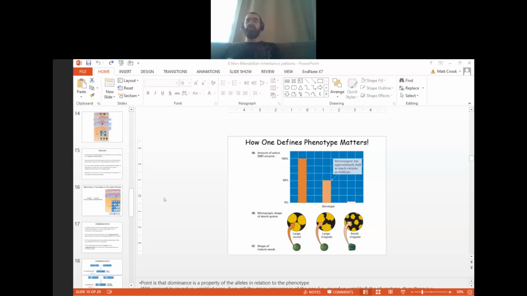And you can also see that with aubergine, or eggplants, I think they're called in the US, where you can see an intermediate phenotype in the heterozygotes. And again, you'll see that 1-to-2-to-1 ratio in the F2 generation.